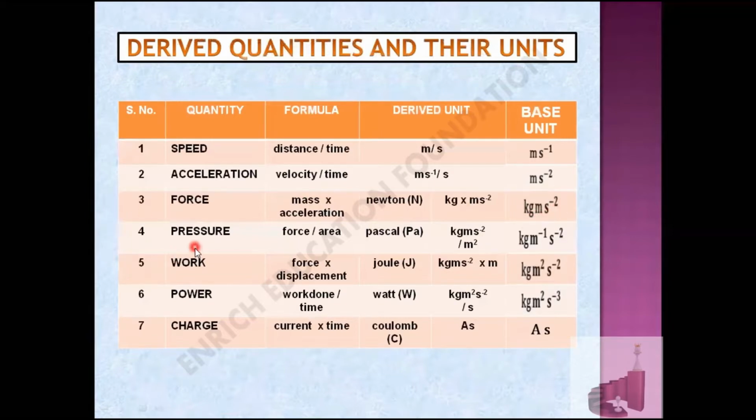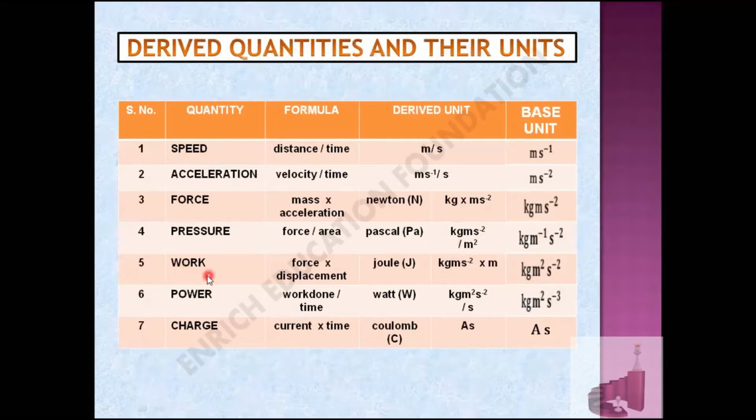Then next is pressure. Pressure is defined as the force per unit area, and it has one unit as Pascal. The second unit is got by dividing the unit of force, which we have already found here, that is kg m s^-2, divided by, for area, meter squared. So on simplifying we get kg m^-1 s^-2.